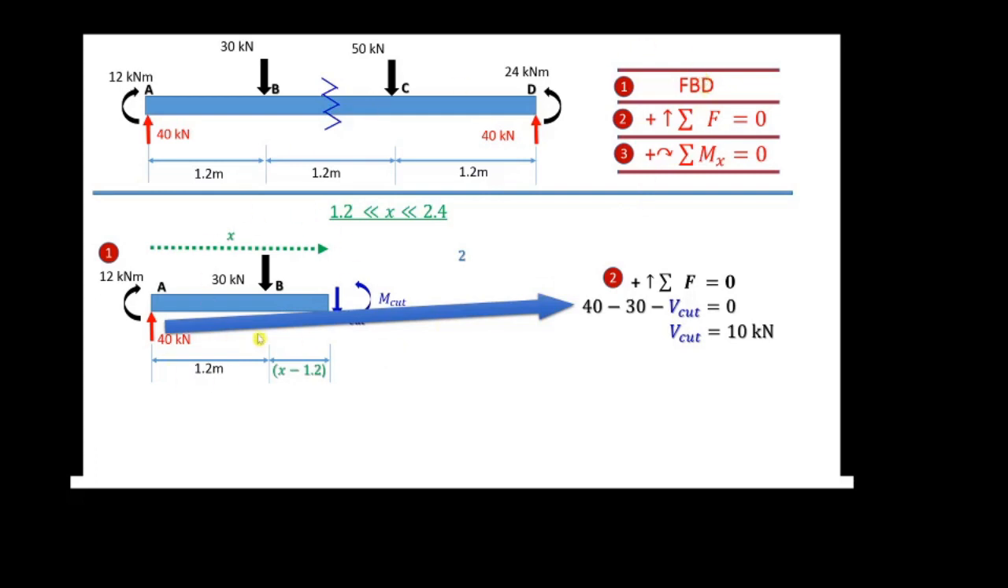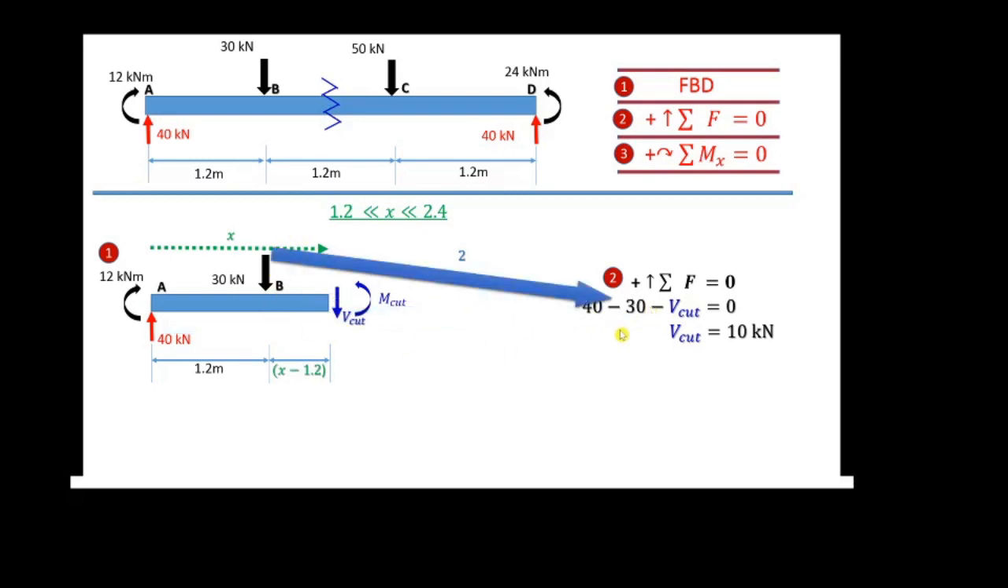After done your FBD, don't forget these three main steps. Done FBD, go to the second step, summation of F. So how many forces do we have? 1, 2, 3. So three values of forces here. We have 40 plus, and downward direction is negative, and downward for the V cut is negative, then you can get V cut equal to 10 kN.